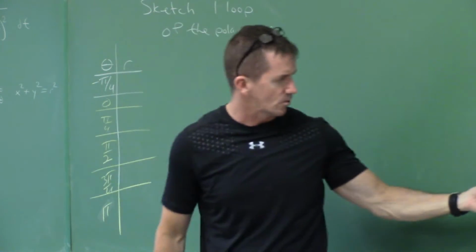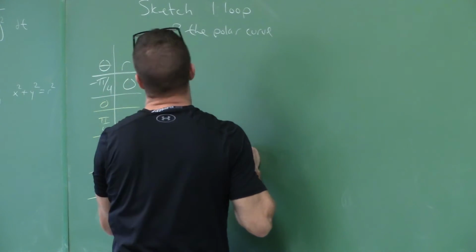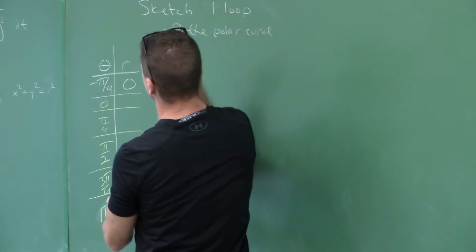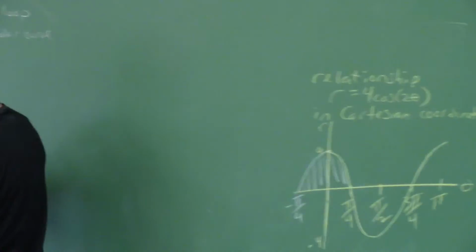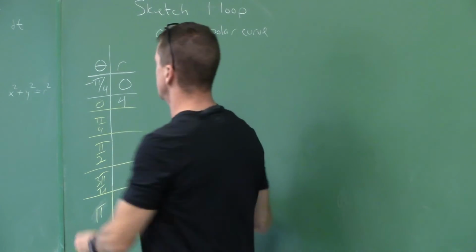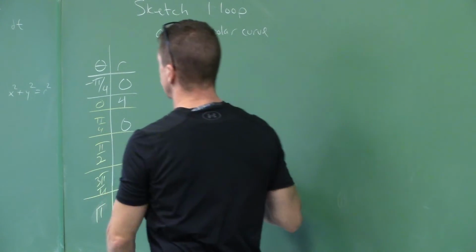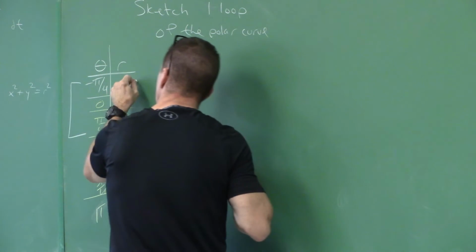And at negative pi over 4, what would it take on up? It would just be what? 0. What's 4 times the cosine of 0? 4, I mean, you can read it from the graph if you want. What's 4 times the cosine of, that'd be 2 times pi over 4, pi over 2? 0. Does everyone see this? There's that 1 loop.